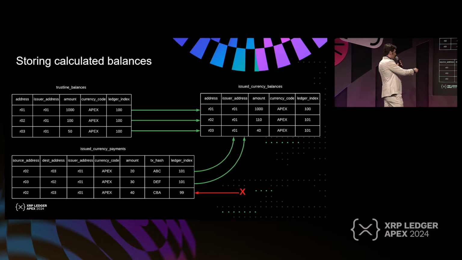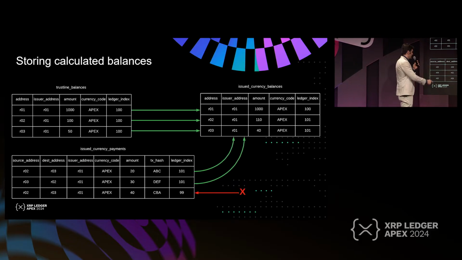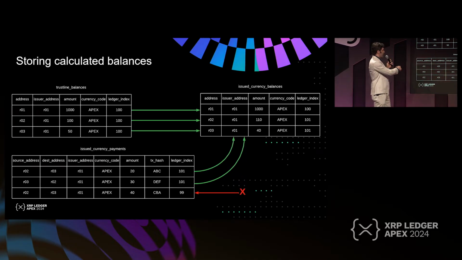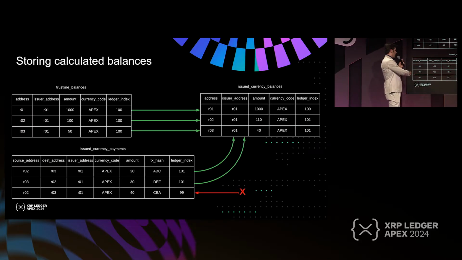On the bottom here, we have some payments that we got in. So we could see a payment from R2 to R3 for 20 units, we can see a payment from R3 back to R2 for 30, and then we have one at the bottom, R2 to R3 again for 40.